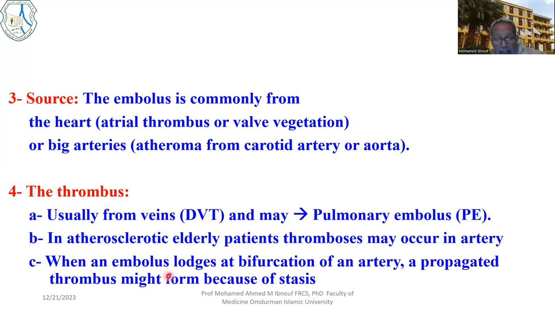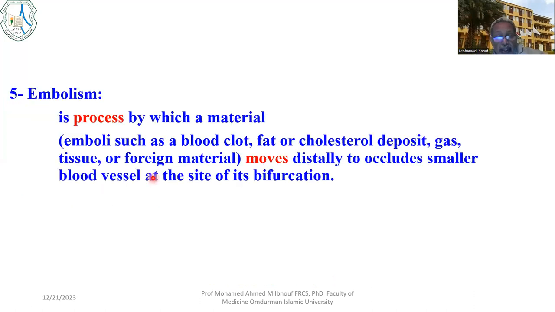And when the embolus lodges at the bifurcation of the artery, the circulation has stopped, so the velocity has been very much reduced. The thrombus will propagate; thrombus will form behind the embolus. By the word embolism, we mean a process by which a material embolizes, that is, it moves in the circulation from one part to another. This material could be blood clot, fat, cholesterol deposits, gas, tissues of malignancies or foreign material. It moves distally to occlude smaller blood vessels at the site of bifurcation.